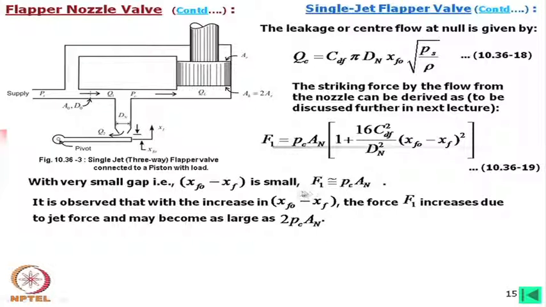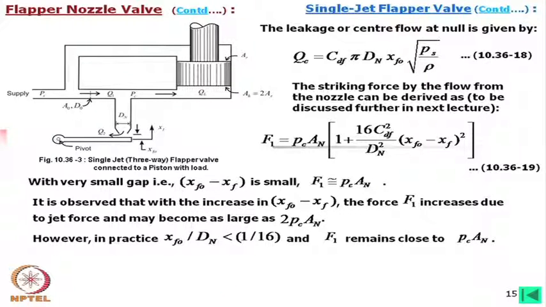Now, look into this. Normally, if the gap is small, this force is PC into AN, whereas if this gap is increased, this force becomes double. In other words, these flapper valves are designed in such a way that with a small gap F1 is equal to this, and with the maximum gap this force becomes double. Within this range, we design the torque motor. So, the torque motor is selected in such a way that there will be twice the torque from the minimum torque required to operate this valve.